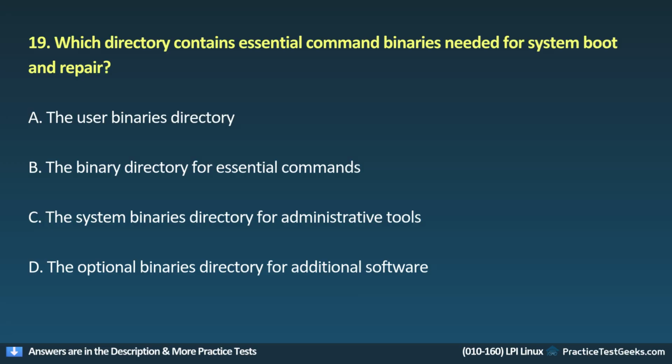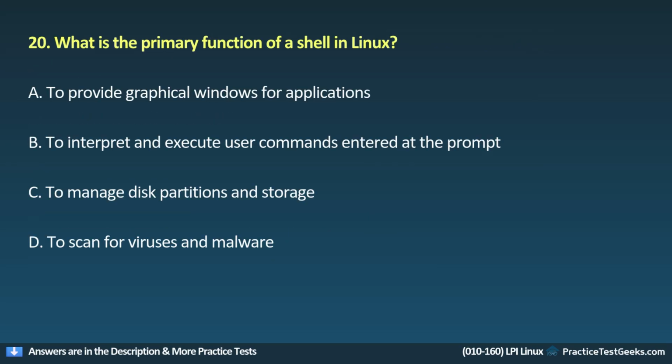B. The binary directory for essential commands. C. The system binaries directory for administrative tools. D. The optional binaries directory for additional software. 20. What is the primary function of a shell in Linux?